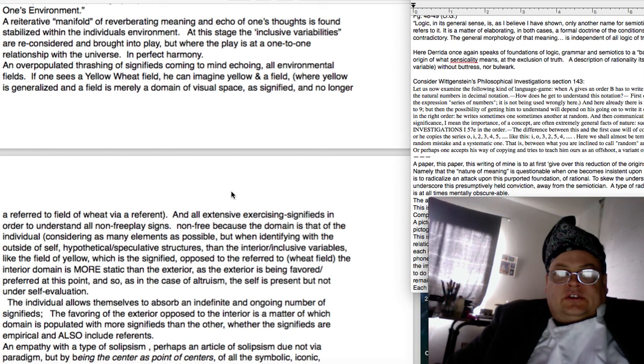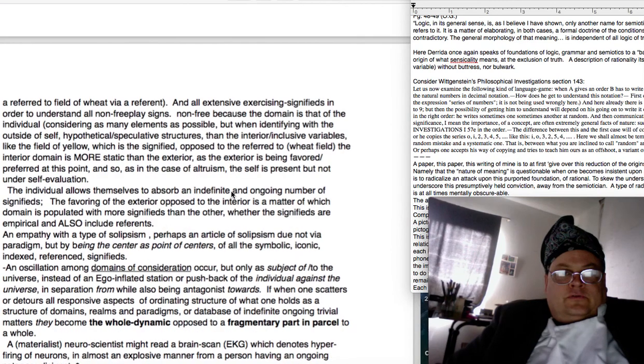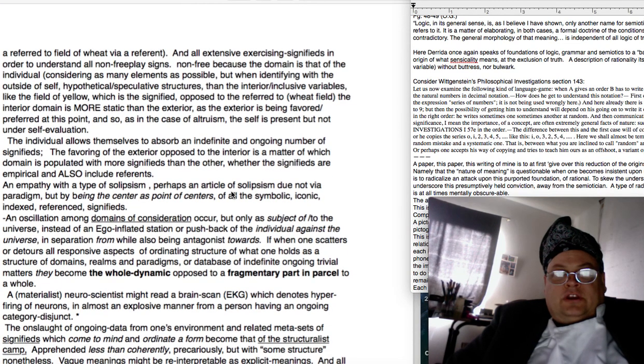If one sees a yellow wheat field, he can imagine yellow in a field where yellow is generalized and a field is merely a domain of visual space as signified, and no longer a referred-to field of wheat via a referent. And all extensive exercising of signifieds in order to understand all non-free play signs.